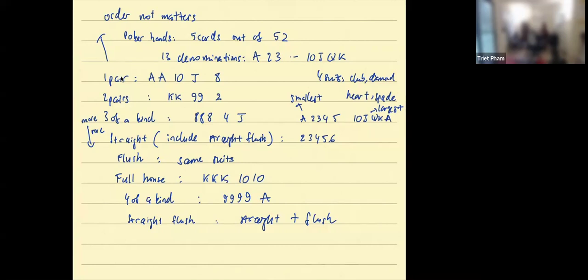So 10 types of straight. Is that clear? Smallest is ace to five, largest is 10 to ace. But if you insist that they're all of the same suit, then there are four suits for each type of straight. So in total, we have 10 times 4, so only 40 possibilities for a straight flush. How many four of a kind can we get?